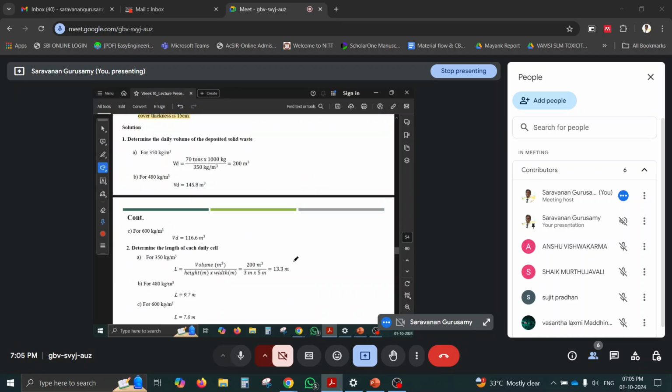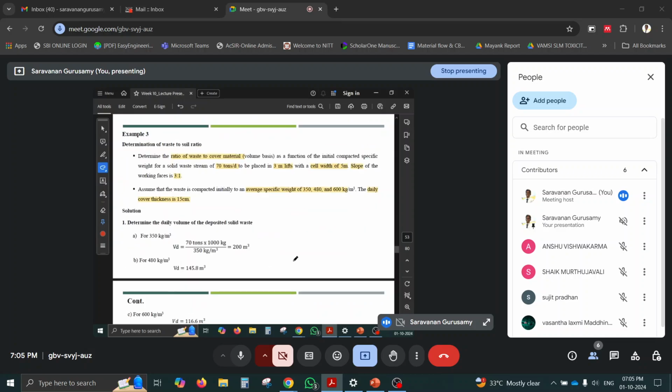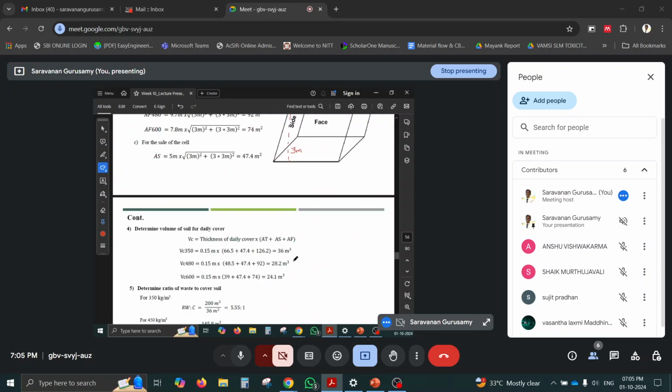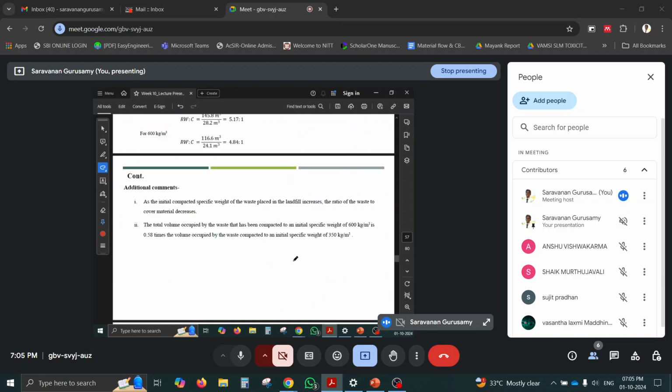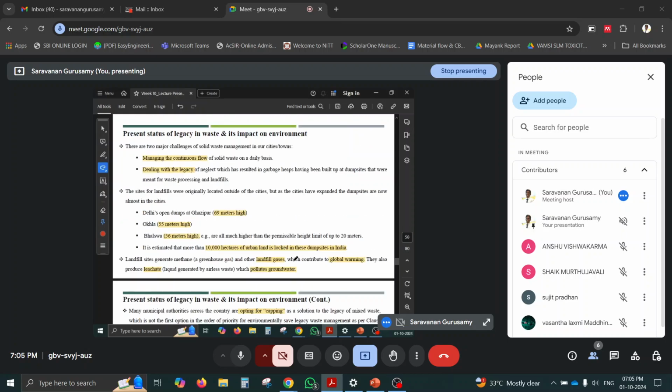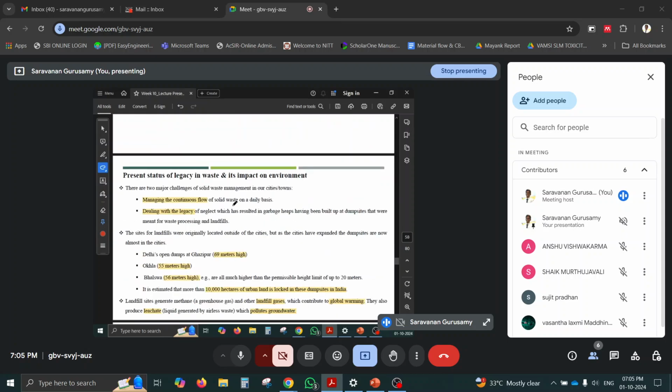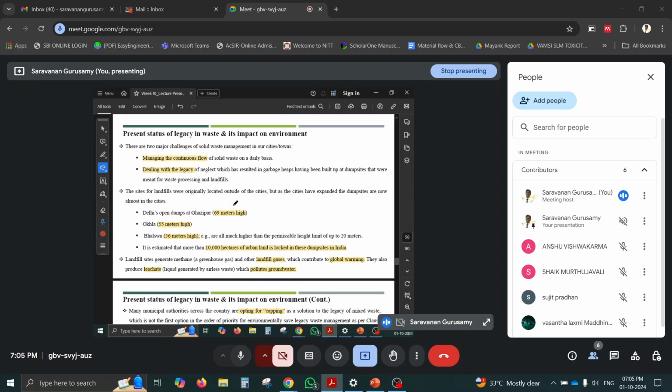Okay. So this third example I will explain during the extra class of the problem solving session. Also, some more landfill design problems I will explain. Okay. Here we are coming to the last module of this week, that is biomining.